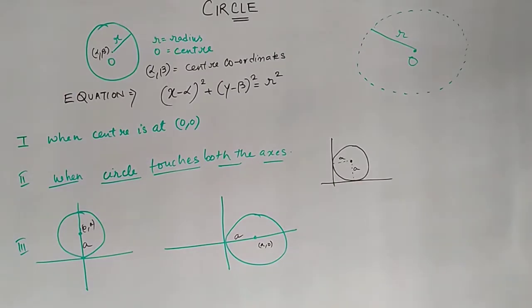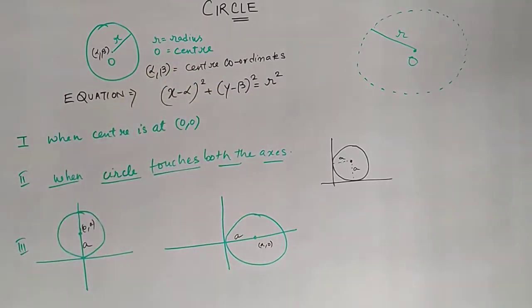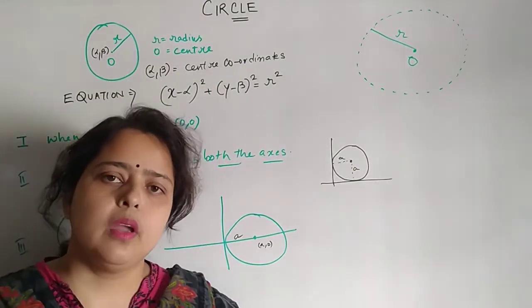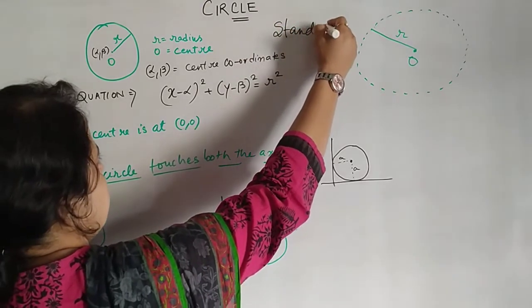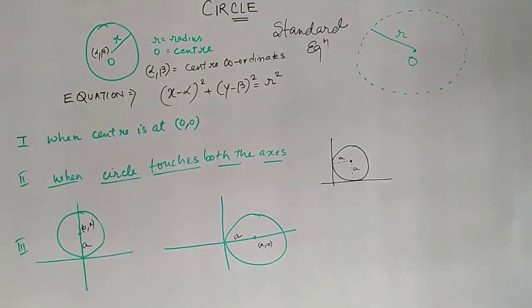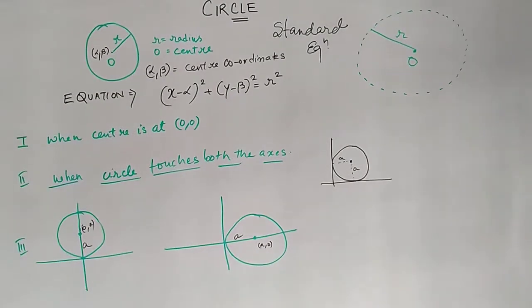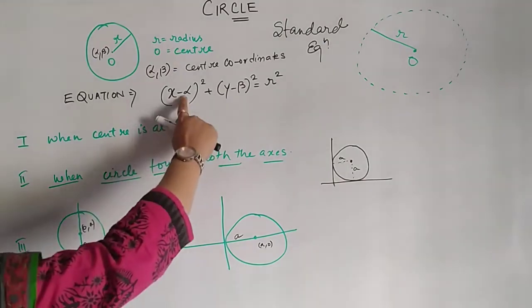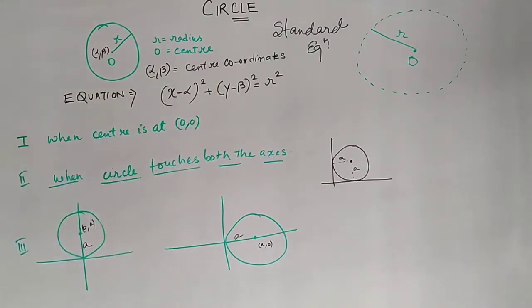So here I have already written, this is a circle, a circular path with radius say R and center say O. I have taken the center coordinates as alpha, beta. Now, the standard equation of a circle, if we wish to write it down, is given by (x minus alpha) whole square plus (y minus beta) whole square is equal to radius square. Here we are placing alpha and beta. So this is the standard equation of the circle.